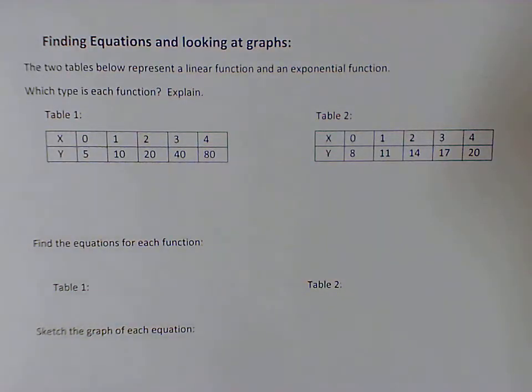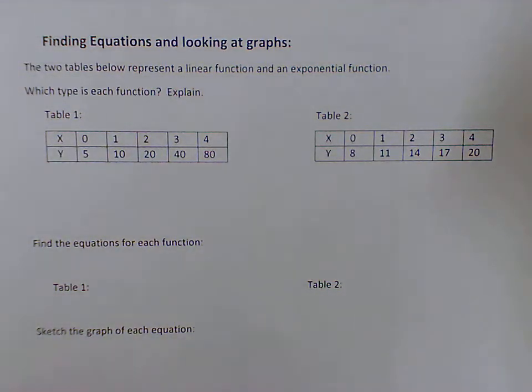Now we're going to review a couple things with linear and exponential functions, and then we're going to start looking at their graphs and comparing their graphs. So in this problem it says the two tables below represent a linear function and an exponential function. Which type is each function? And then we're going to explain.